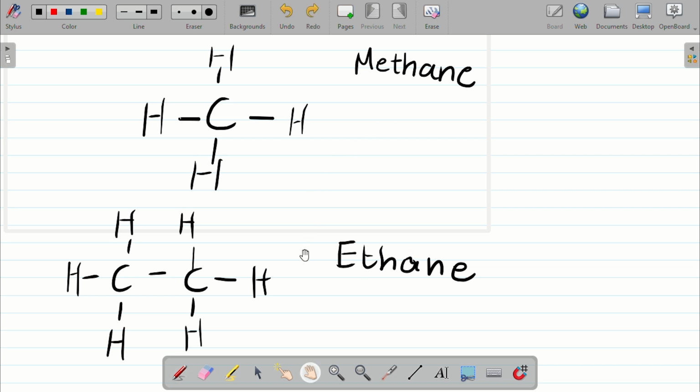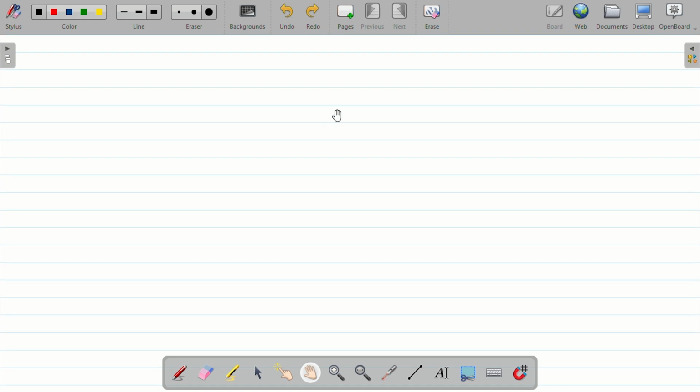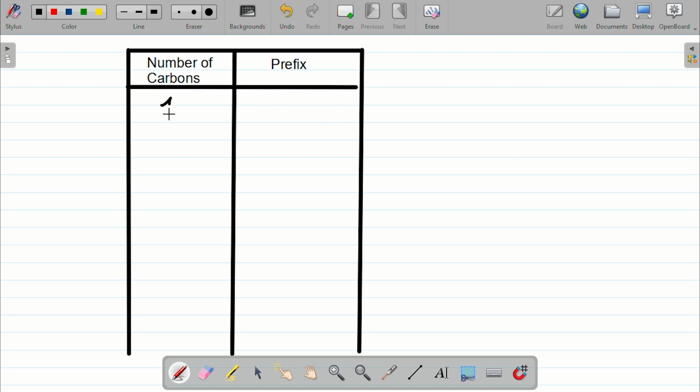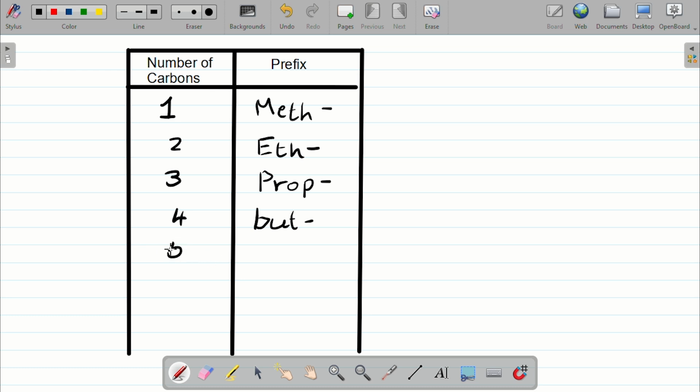This was mentioned in our previous videos, but because they are important for IUPAC naming, we need to know that if you have 1 carbon atom, your prefix will be meth. If you have 2, your prefix will be eth. If you have 3, prop. If you have 4, but. If you have 5, pent. If you have 6, hex. If you have 7, hept. And if you have 8, oct.